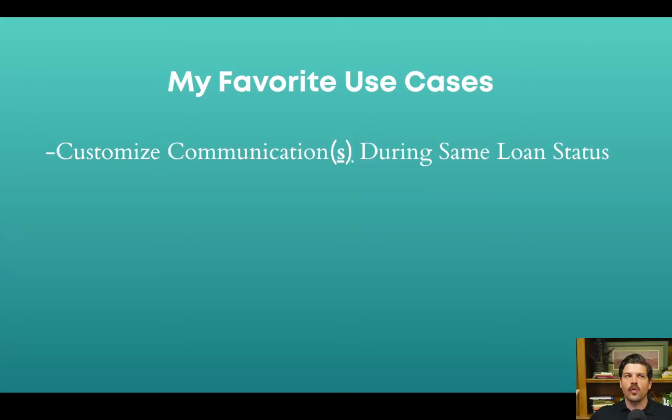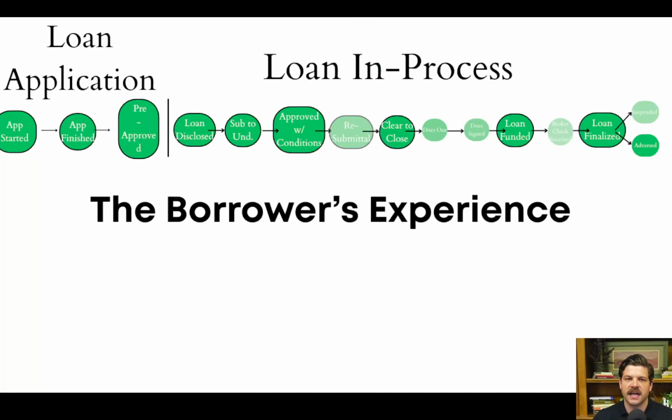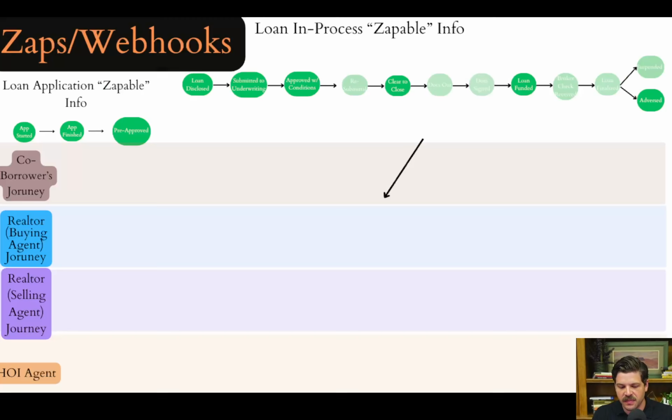Now I want to tell you what you use it for. The first use case that I like is customizing communication during the same loan status. Currently in Arive, this is what it looks like. You have your loan application milestones, and you can send emails during those, and then you have your loans in process. You don't have to send an email for all of them, but for some of them you can. In general, you are controlling the borrower's experience, or whoever's on the transaction at that point.